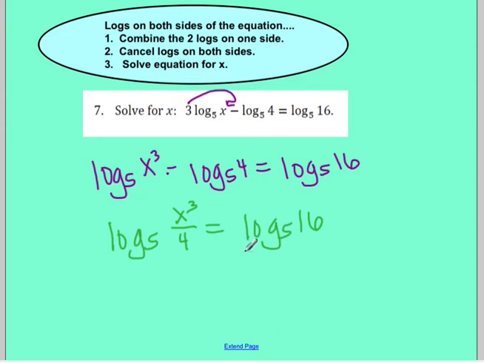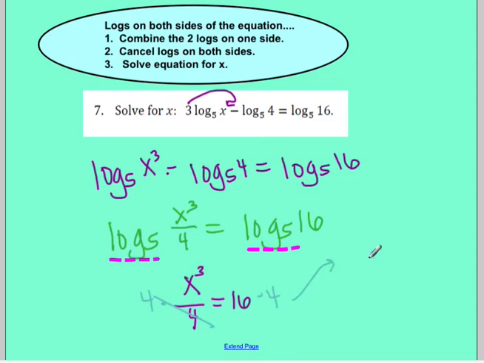Now you can notice, as we've done other problems like this, we have a log base 5 and a log base 5. So obviously what is on the inside of them has to be exactly the same. So I would have x to the third over 4 is equal to 16, and I need to solve this. So I would multiply by 4 on both sides.